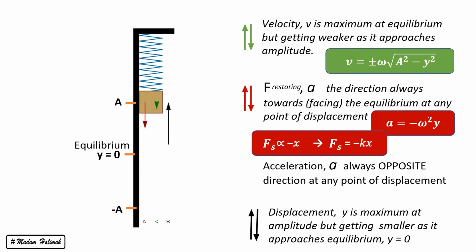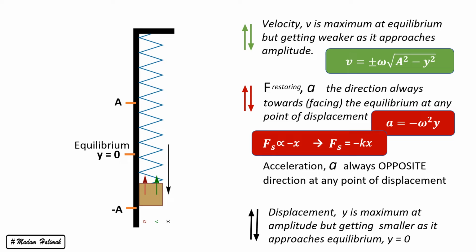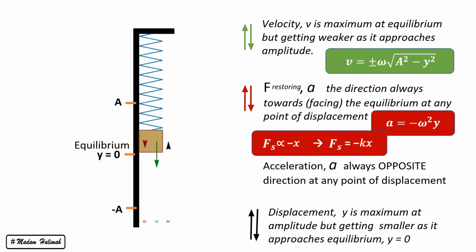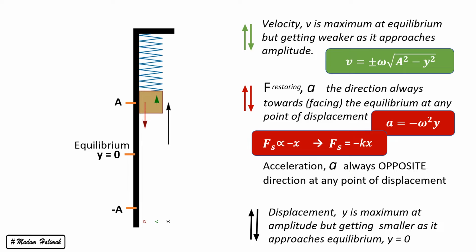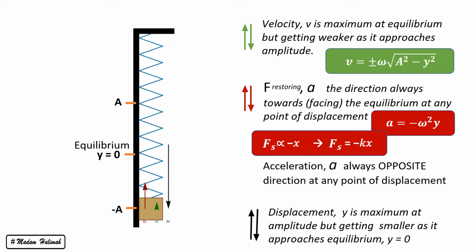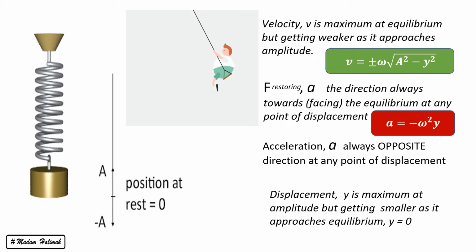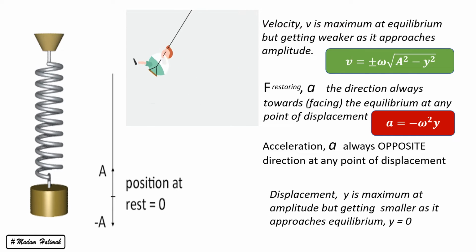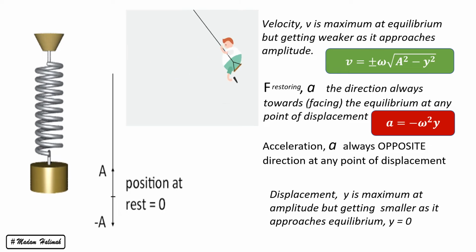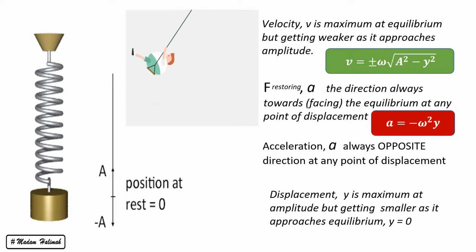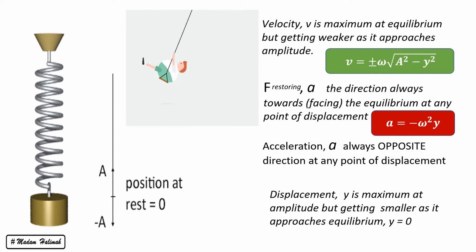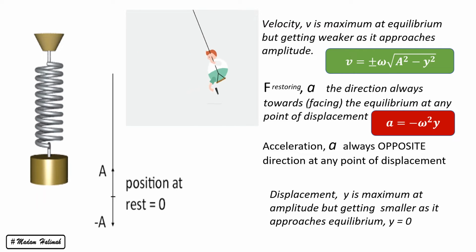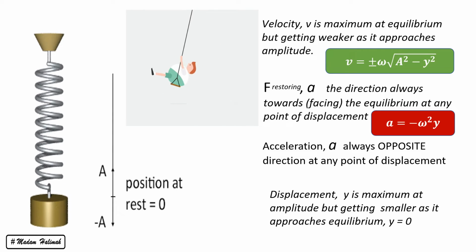Okey, begitu juga dengan F restoring. Cuba lihat dan teliti baik-baik kedudukan velocity, acceleration, and displacement. Untuk spring yang digantung, dia akan pergerakan up and down kepada amplitude, ya, Y tertinggi pada amplitude. Ini adalah contoh-contoh simple harmonic motion yang kita akan gabungkan dengan gerakan membulat.